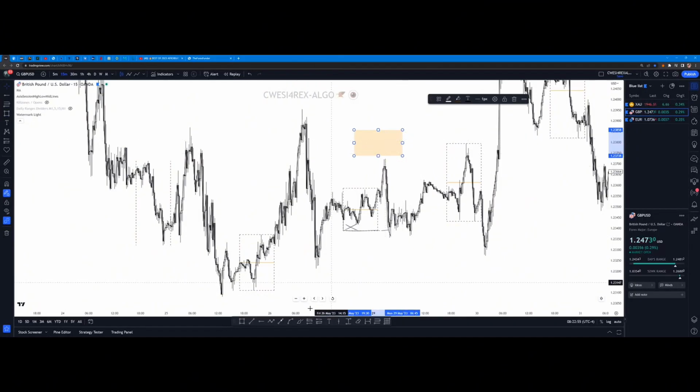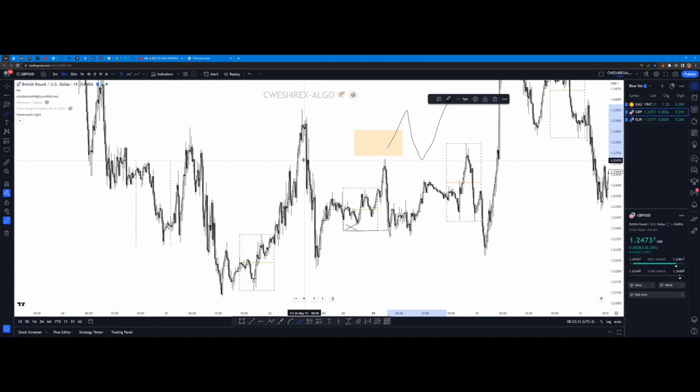I don't know if we are going through that one. But sometimes price can take out the Asia high and come back, take out the shallow, then continue to the main direction. So that's what happened over here.